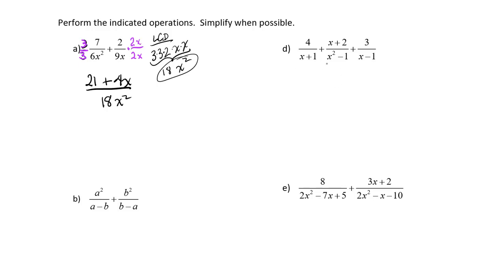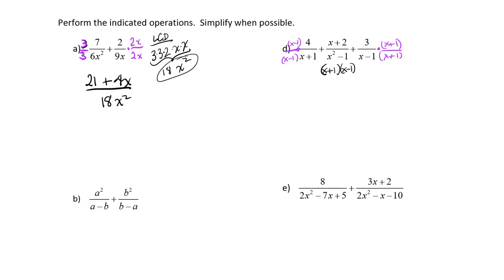We have an x plus 1, an x squared minus 1, and an x minus 1 in the denominators. So this middle fraction has an x plus 1 times an x minus 1 as its binomials. The first fraction needs an x minus 1. The middle fraction doesn't need any more factors. And the last fraction needs an x plus 1 in the numerator and denominator.